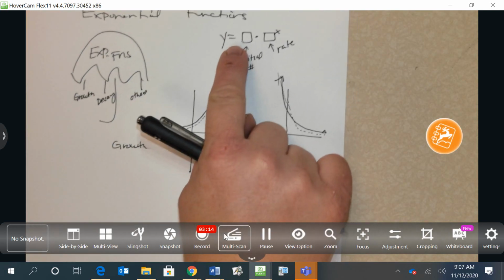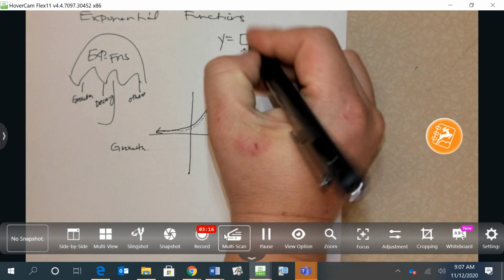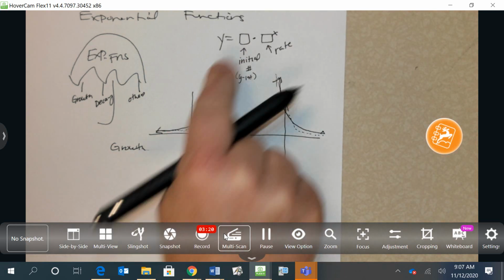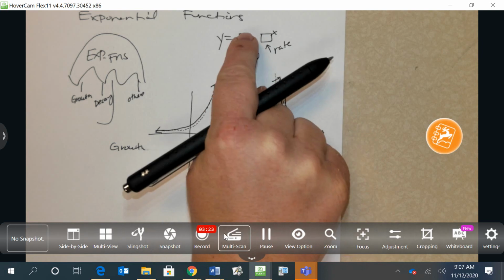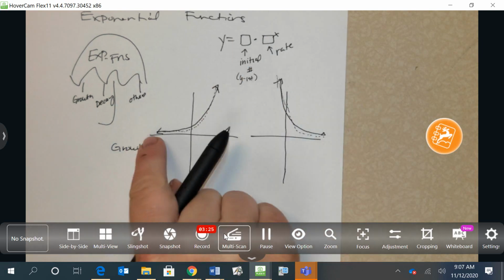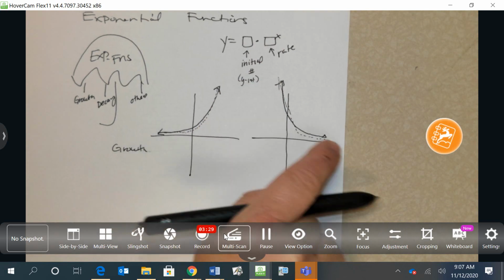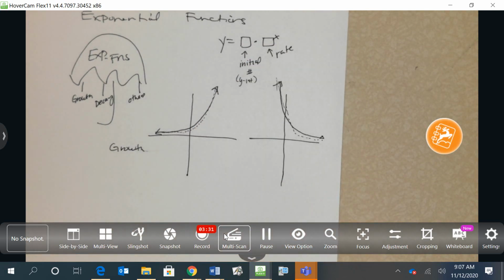And if we think back to this original equation, this initial amount on a graph is known as the Y-intercept. So this would be the Y-intercept. That number would go here, and for this graph, that number would go here. Now the rate at which it grows from left to right would go into this position, and the rate at which it declines from left to right would go into this position.